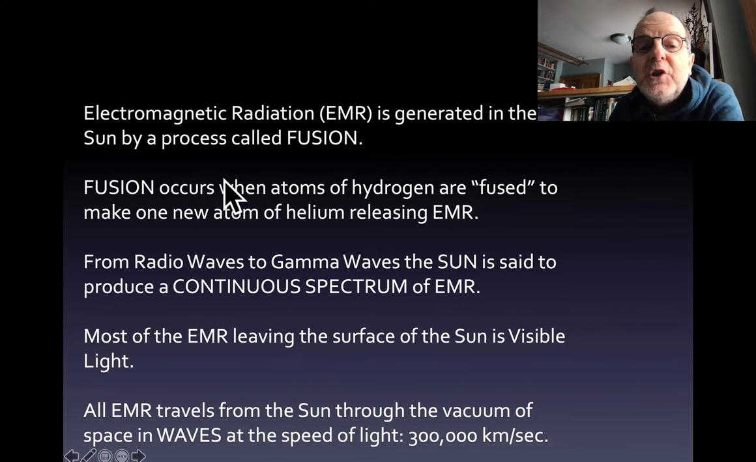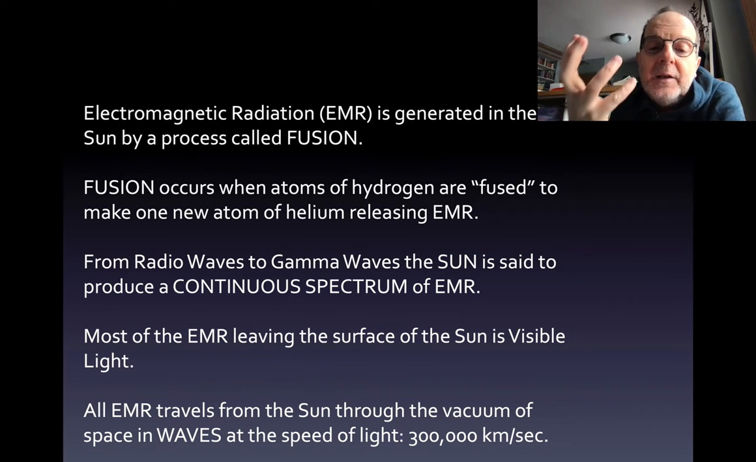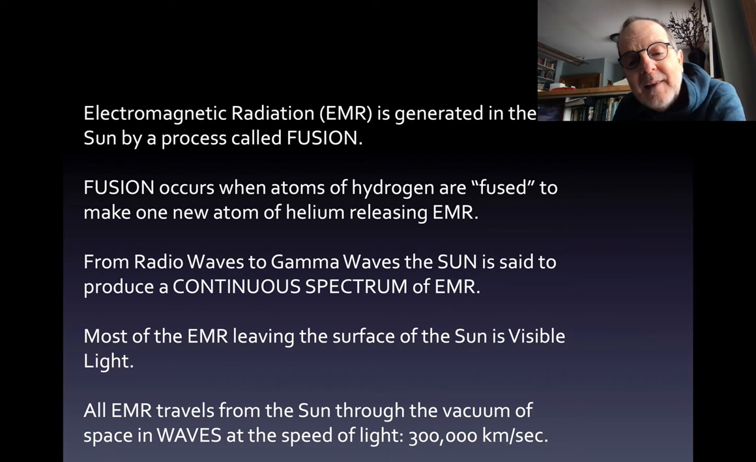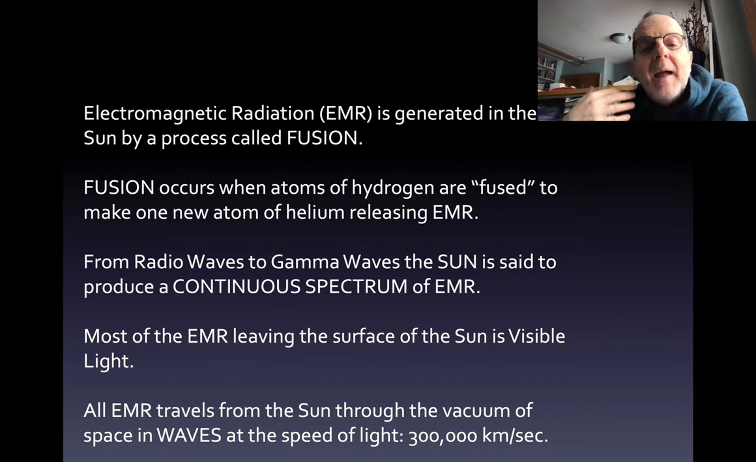Electromagnetic radiation is generated in the sun by a process called fusion. Fusion occurs when the atoms of hydrogen are fused to make one new atom of helium, releasing electromagnetic radiation. Again, I just described that. Hydrogen is fused. That initial hydrogen has a particular mass. The new helium has less mass. That mass that is missing or disappears has been transformed into energy.